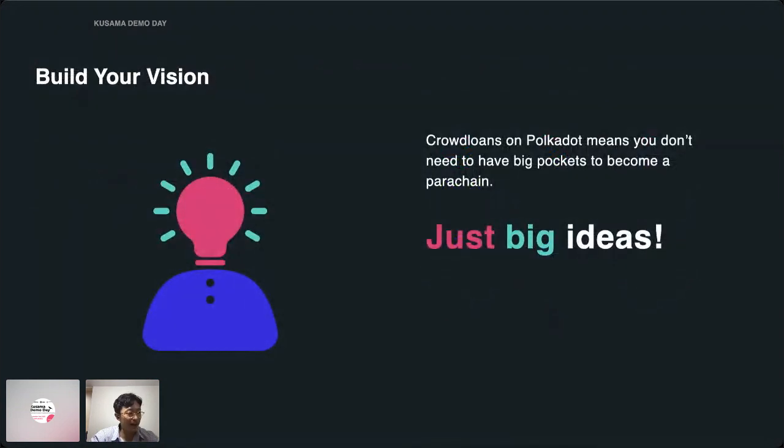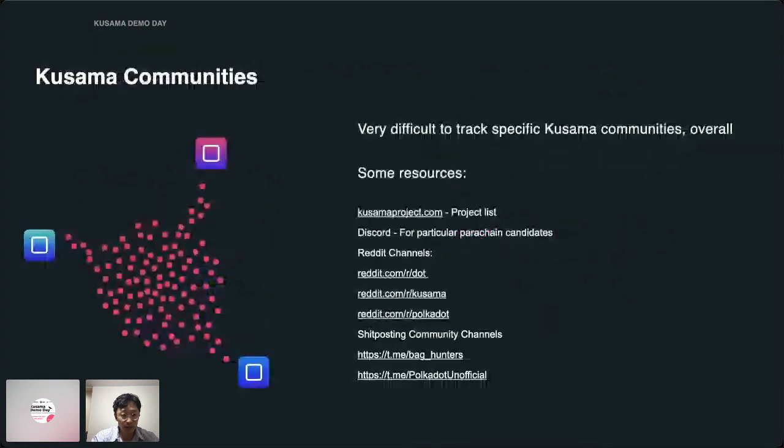So the pitch that Parity often has for projects, right, or for users is that doing crowd loans on Polkadot means you don't necessarily need to have big pockets to become a parachain, just big ideas, right? But that also presumes that you're able to find the right communities within the Polkadot ecosystem and Kusama ecosystem to support your endeavors. So unfortunately, it's actually quite difficult to track specific Kusama communities because it's so distributed and because there's many different types of identities, as I mentioned, and many different types of communities within the broader Kusama community.